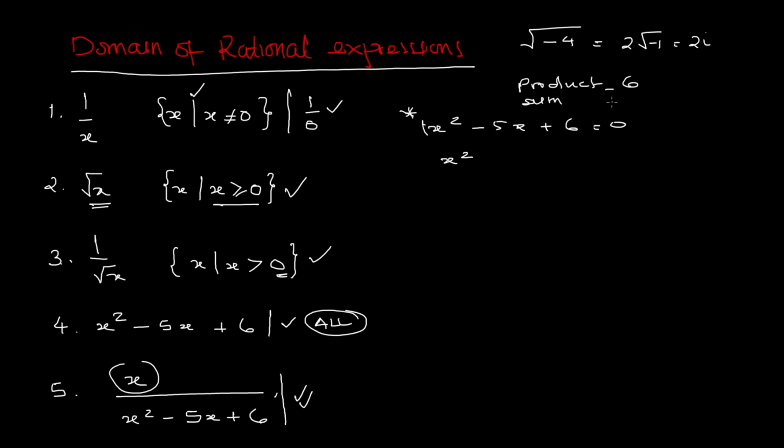Then for the sum, I look at what two numbers I would be able to add or subtract that, if I multiplied, would give me a 6, and if I added would give me a -5. So already I can see it's 2 and 3, okay? But this time around, they need to have negatives, both of them. So I can say -3x minus 2x plus 6 is equal to 0, right?